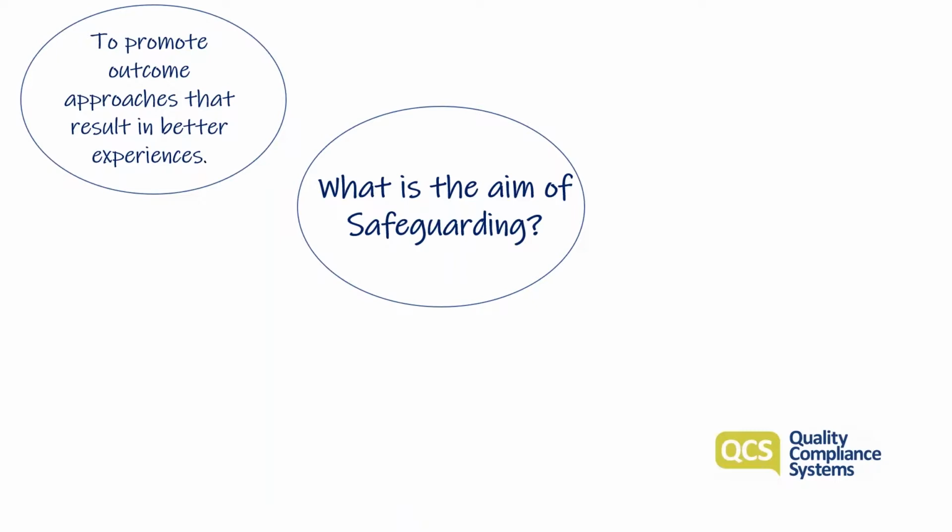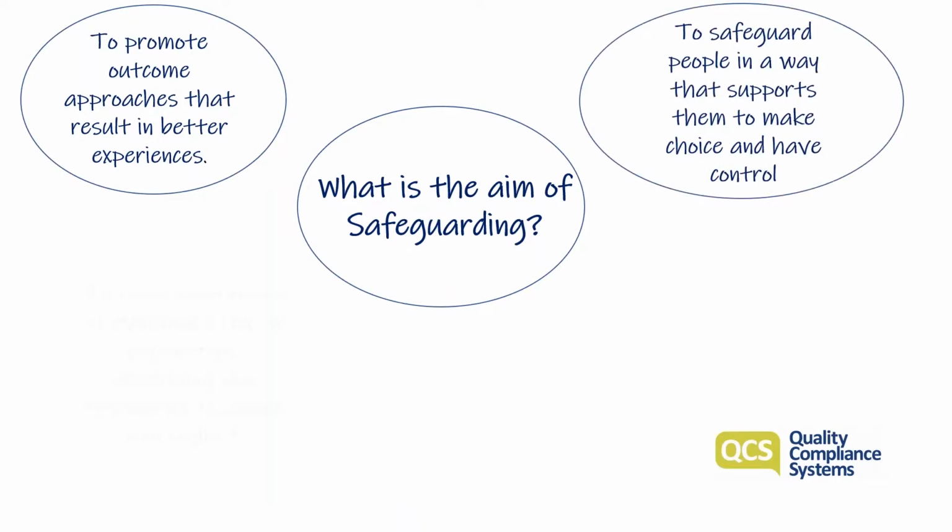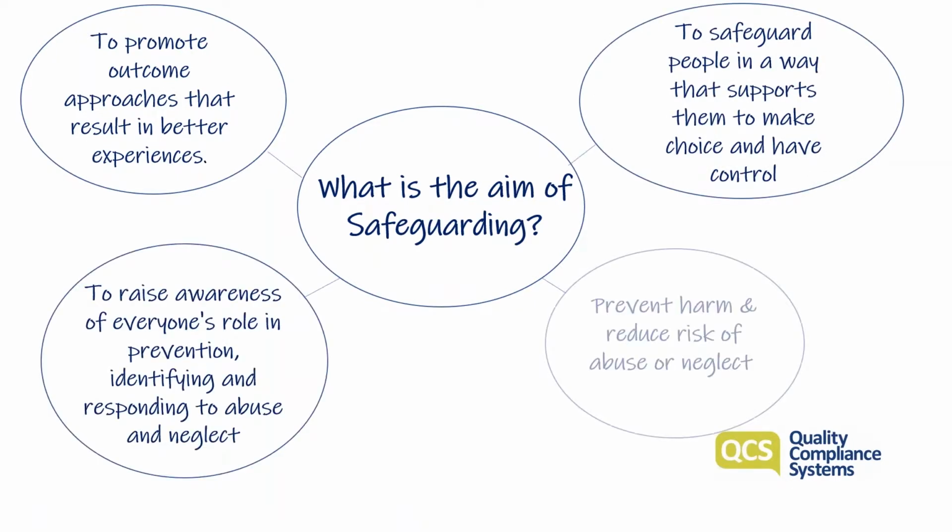We also want to raise awareness so that professionals, other staff and our local communities as a whole can play their part in preventing, identifying and responding to abuse and neglect. And as we've already said, it's everyone's responsibility. And finally, we want to prevent harm where we can and reduce the risk of abuse or neglect to adults with care and support needs.